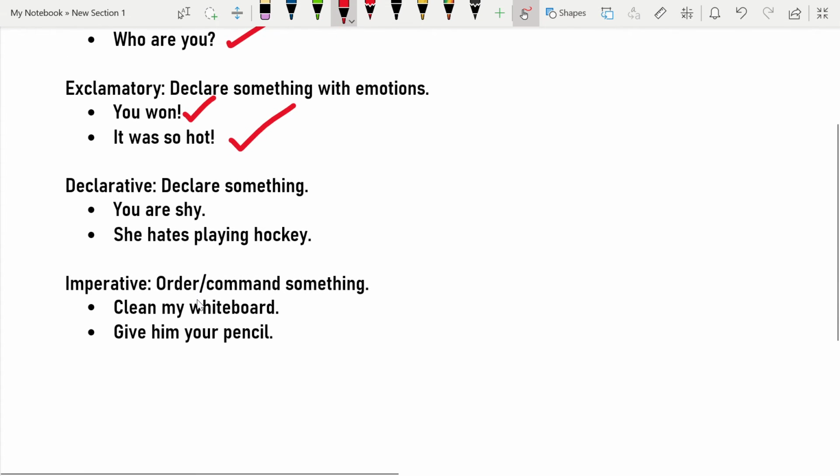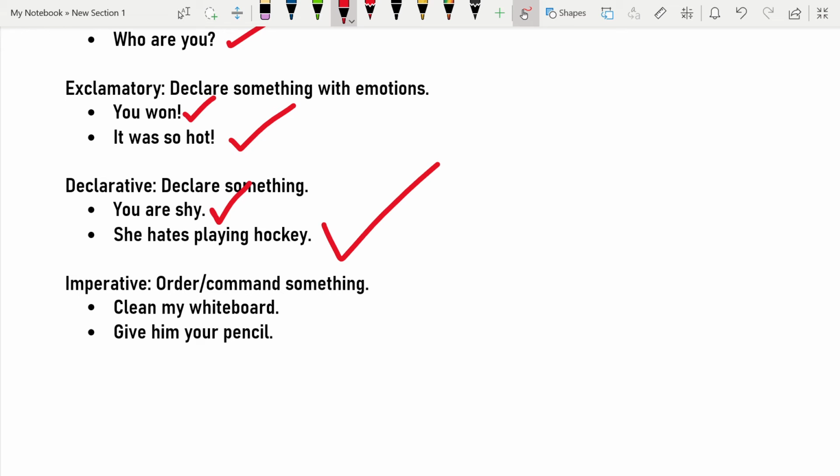The third one is declarative sentences, which declare something, like, you are shy. You're declaring that. You are saying that she is shy. You're not like, I think she's shy. Even that would be declarative. But if you say, are you shy? That's not declarative. That's interrogative because you're asking a question. So, you are shy and she hates playing hockey. In both of them, I'm telling the other person that this is true. That is happening. So we are declaring something.